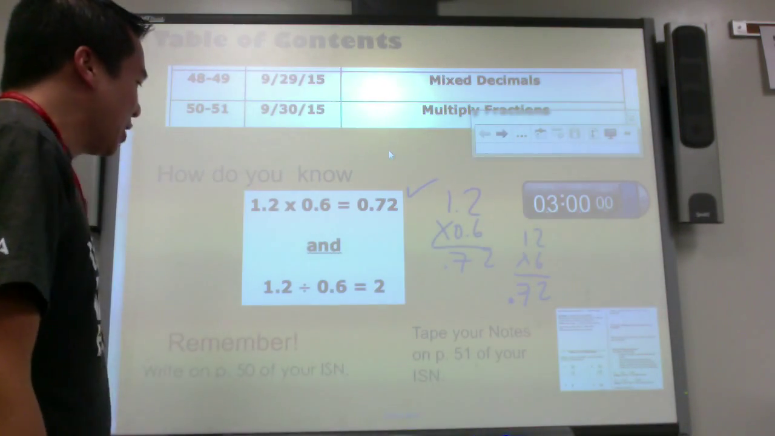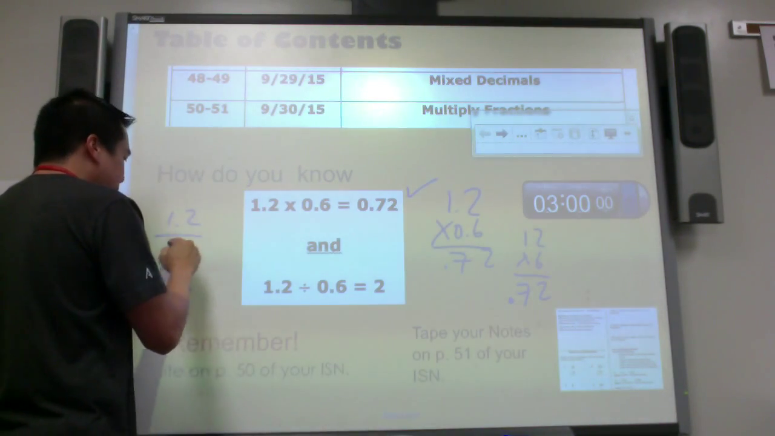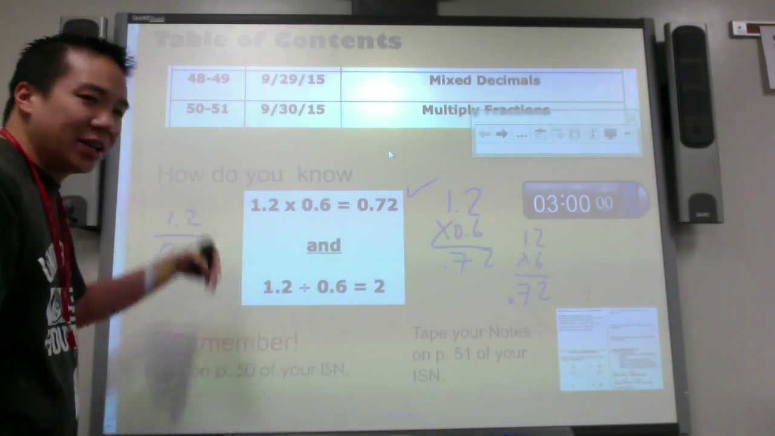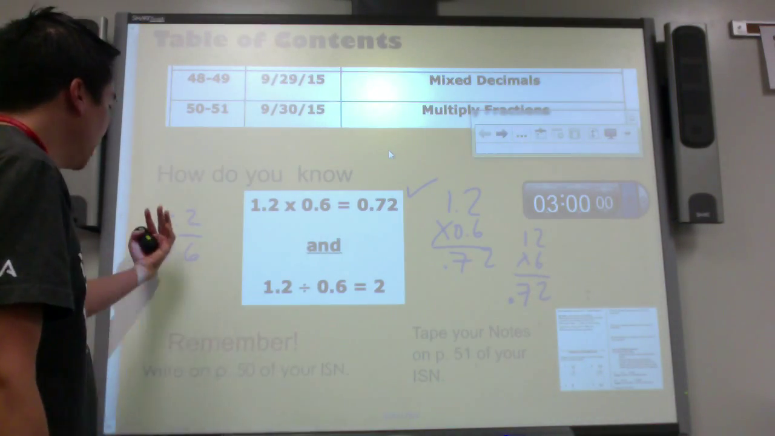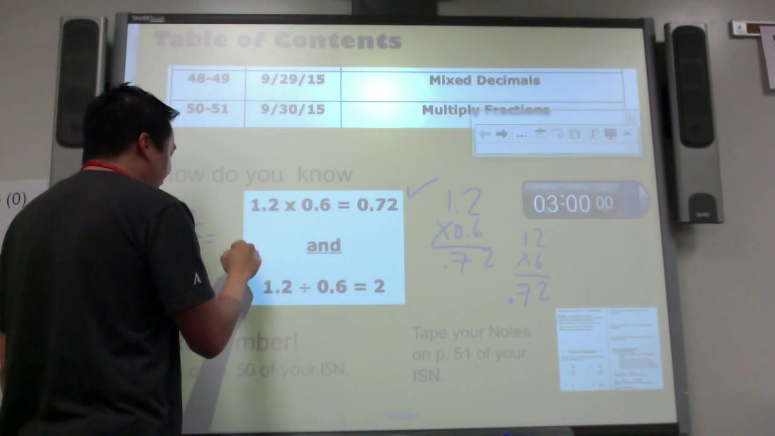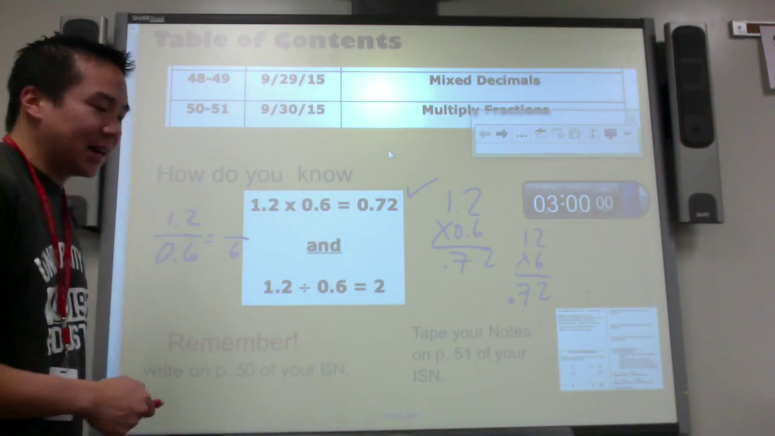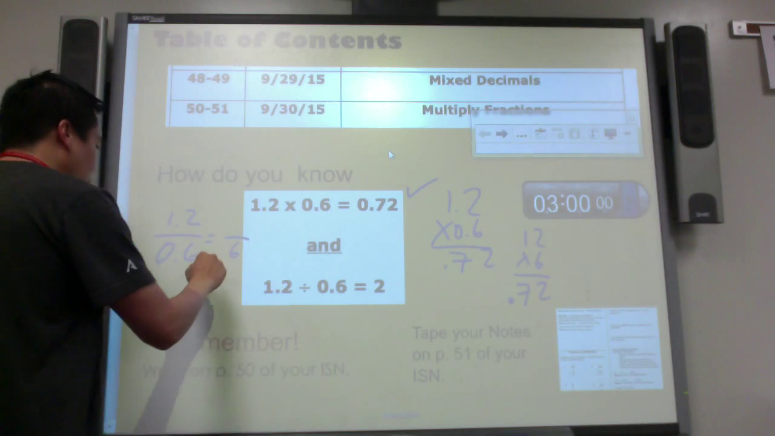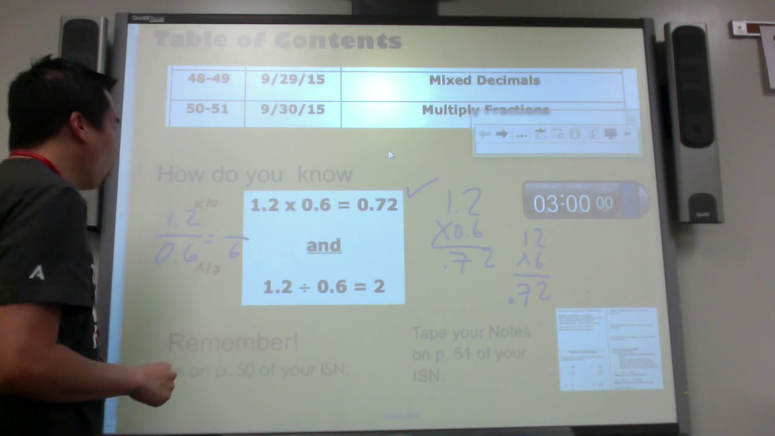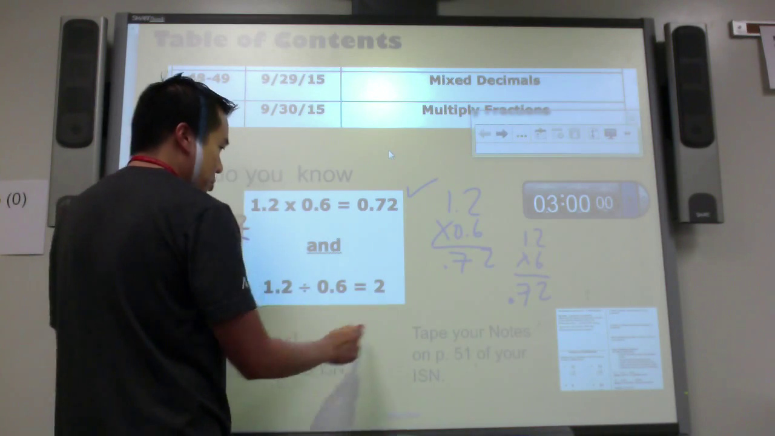What about this one? 1 and 2 tenths divided by 6 tenths equals 2. So let's set it up as a division fraction. It's asking how many groups of 6 tenths go into 1 and 2 tenths. I don't care for working with decimals here, so I'm going to change this divisor into a whole number. What power of 10 can I multiply 6 tenths by to get 6 whole? This is the tenths place, so I multiply by 10. Multiply by 10, 1 and 2 tenths is 12. 12 divided by 6 is 2 groups, so that's correct.